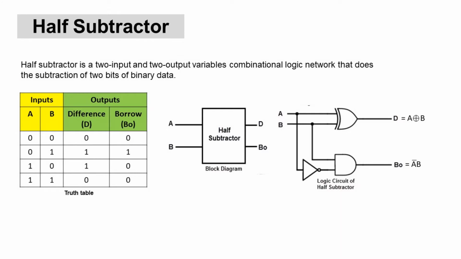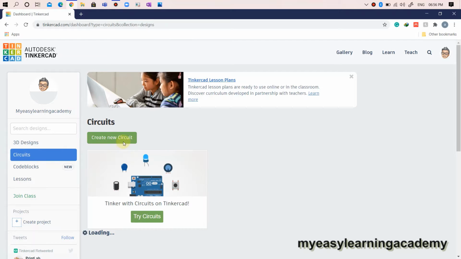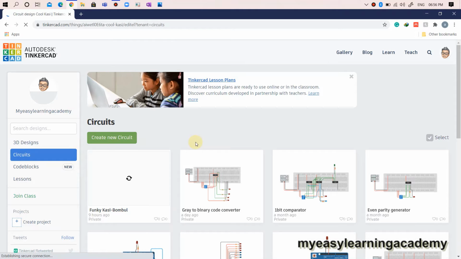Half subtractor is a 2-input and 2-output variables combinational logic network that does the subtraction of 2 bits of binary data. The truth table, block diagram and logic circuit of half subtractor is as shown here. Let's implement the circuit by creating a new project on Tinkercad.